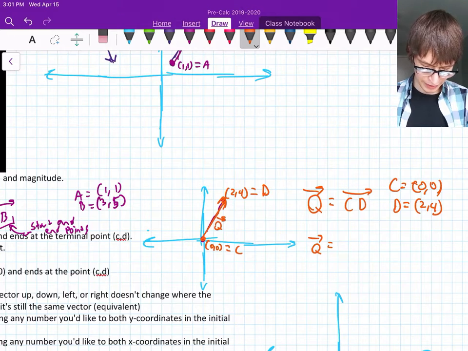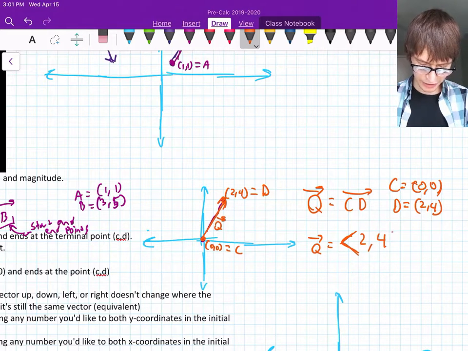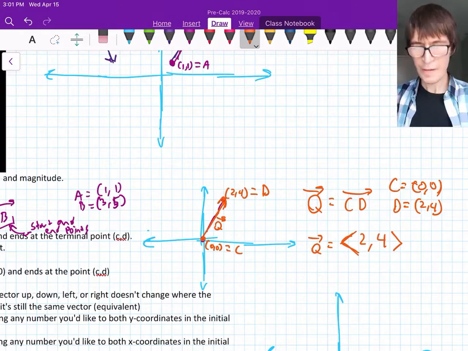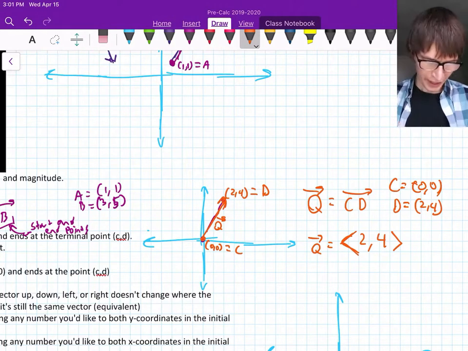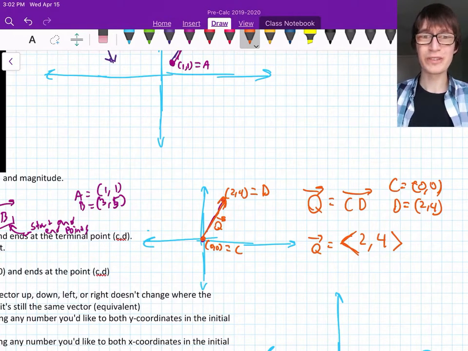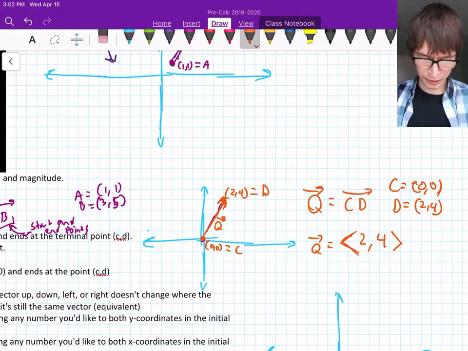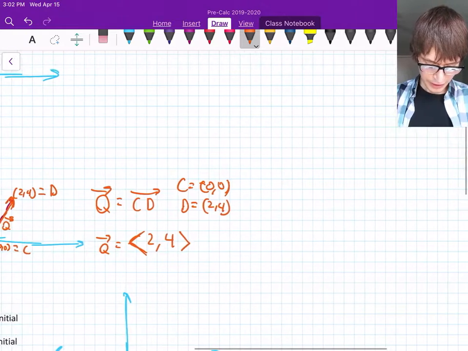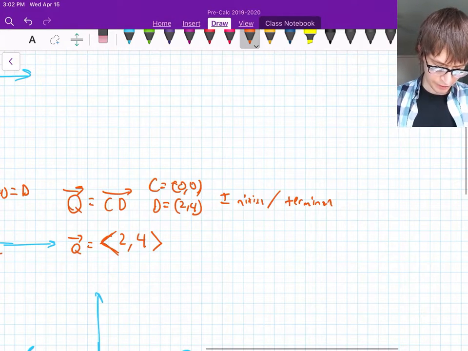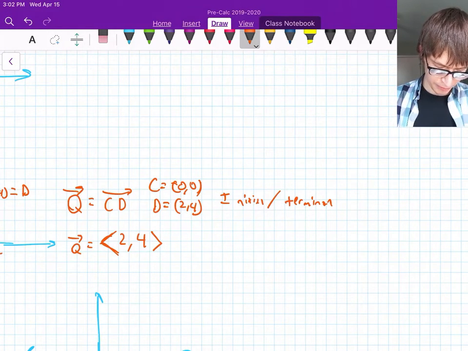We're going to write a less than sign, and then 2, comma 4, and then a greater than sign. Or maybe a little elongated, but it looks kind of like this. This is just really fancy math speak to say exactly what it says above. We've got a vector that starts at 0, 0 and goes to 2, 4. So the first one is initial and terminal, and the second one is what's called component form.